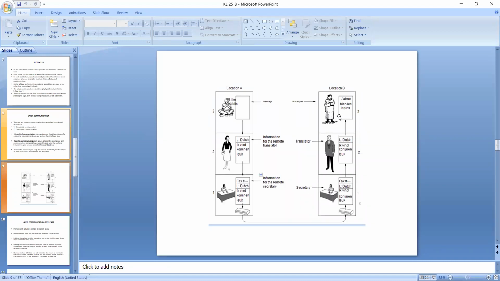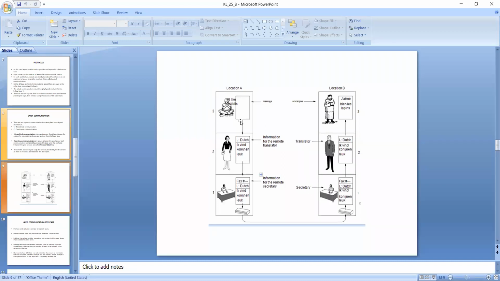The philosopher in location B also knows two languages, Chinese and French. But here, the philosopher in location A wants to communicate with the philosopher in location B, and there is no common language for these two philosophers. What he wants to convey is, "I like rabbits."